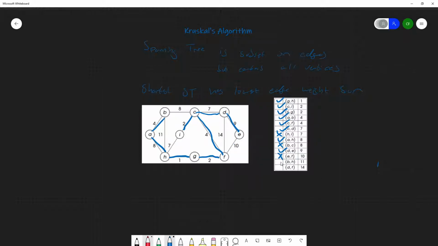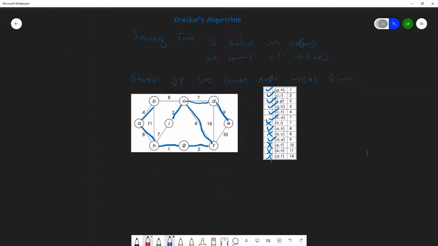Same for BH. Same for DF. All of those would create a cycle. None of those are allowed. So this is the shortest spanning tree for the underlying graph. Fairly simple. Double check I've got that right. Yes, that's good.